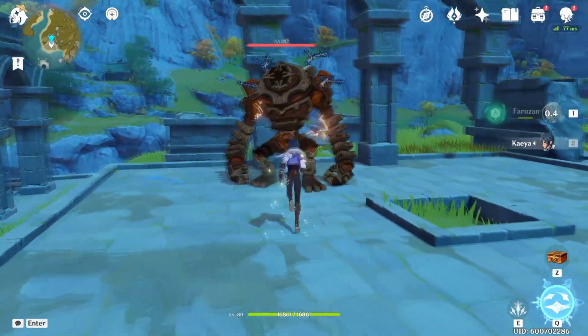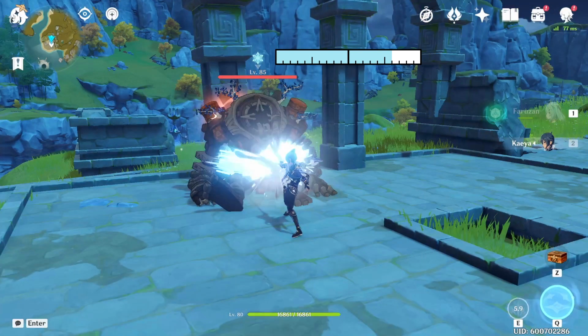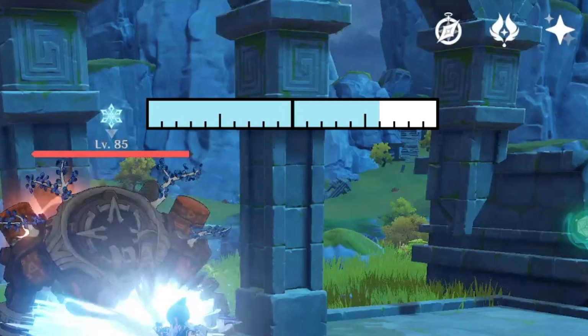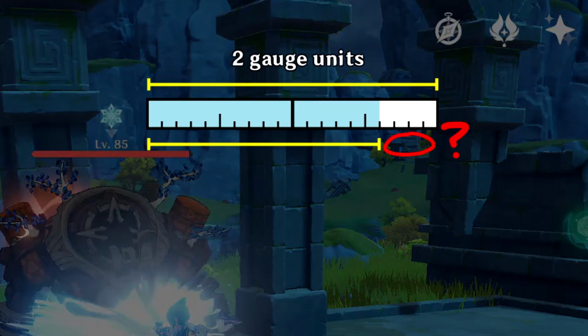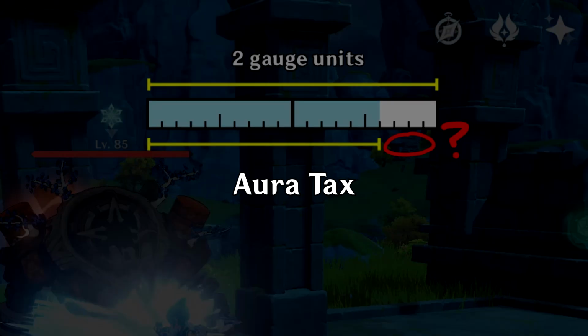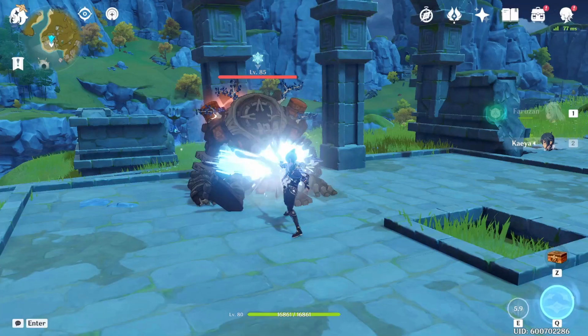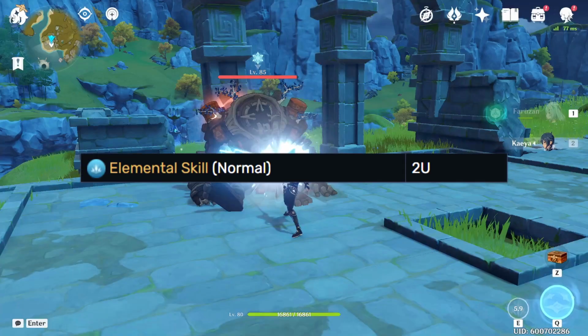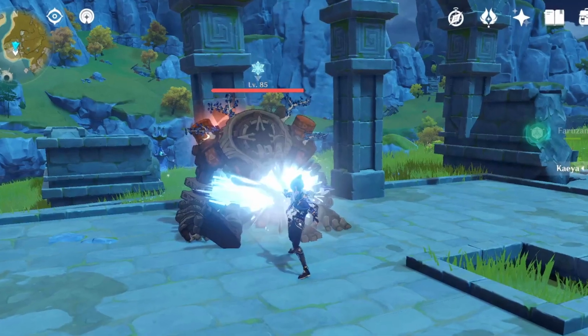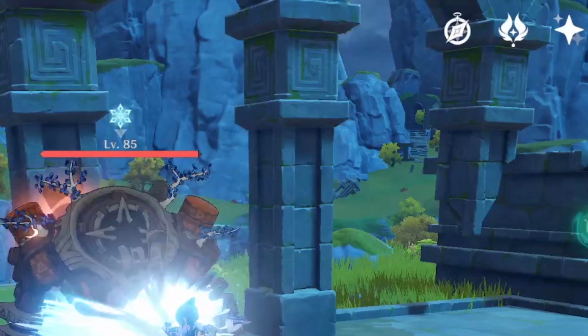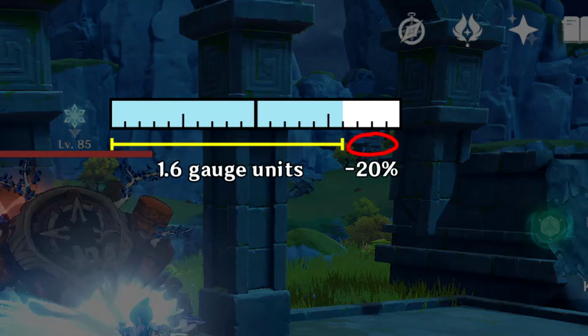Now, even though we're using 1, 2, and 4U attacks, you might have noticed that in my illustrations, the elemental aura gauge doesn't quite fill up to those values. This is to account for something known as the aura tax. The aura tax is a rule that reduces the amount of gauge units by 20% if an attack is being used to apply an aura. In this example, I'm using Kaya's skill to apply Cryo on this Ruin Guard. Kaya's skill is a 2U attack, which normally applies 2 gauge units of Cryo. But since it's being used to generate an aura, the amount of Cryo that actually gets applied is 20% less, or 1.6 units in total.